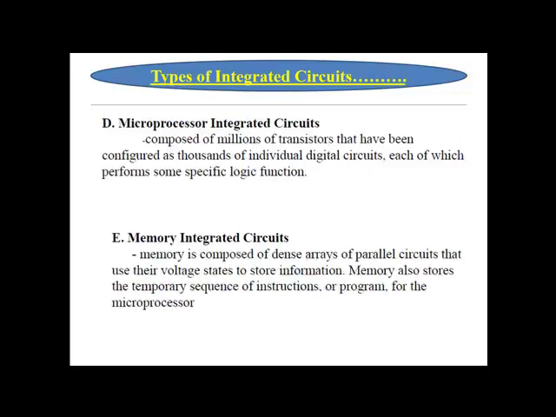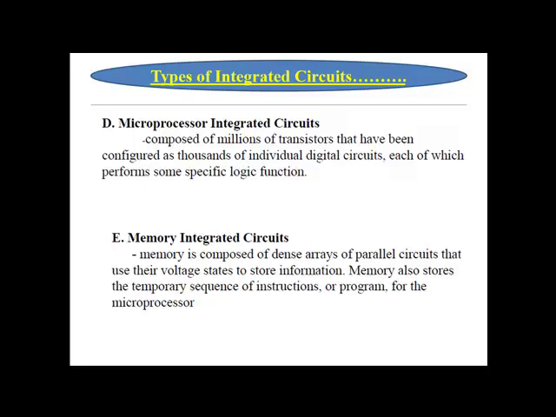Now coming to the microprocessor integrated circuit, composed of millions of transistors that have been configured as thousands of individual digital circuits, each of which performs some specific logic function. So basically, microprocessors are designed to perform a specific task. This type of IC is called ASIC, Application Specific Integrated Circuit, in which thousands of individual circuits are built in or fabricated to perform a specific functionality.